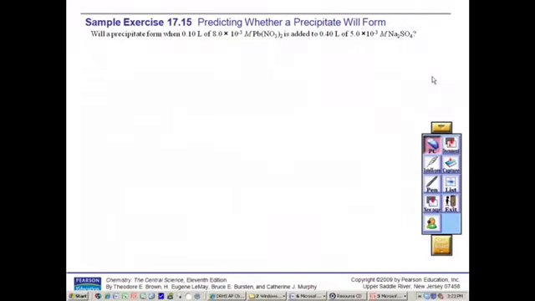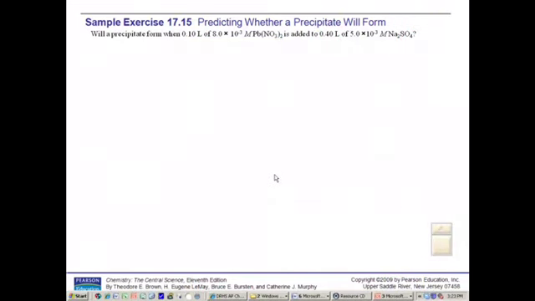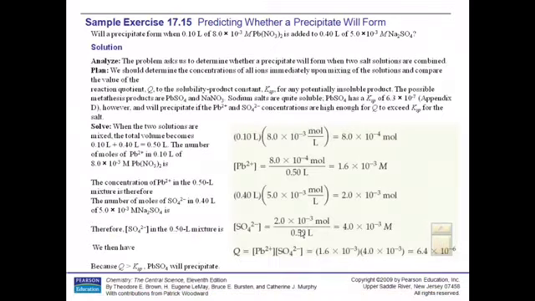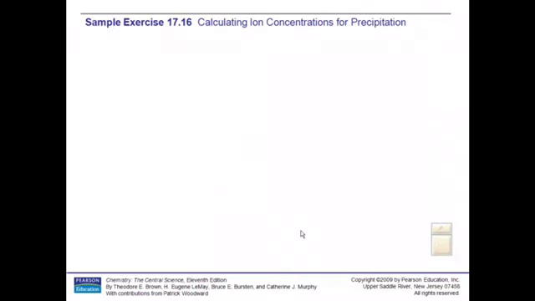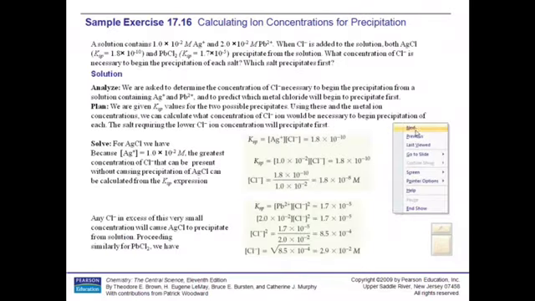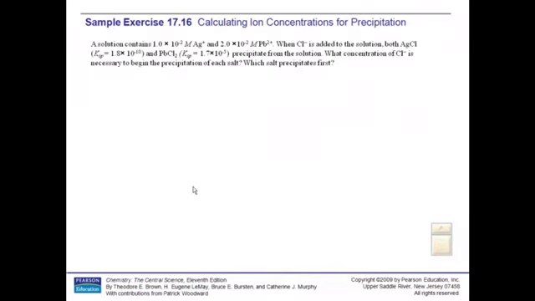Alright, we've got one more to go. One more sample problem. I want to do sample exercise 16, and that's at the bottom of page 751. Okay, here we go. Sample exercise 16 says a solution contains 1.0 times 10 to the negative 2 molar silver ion, and 2 times 10 to the negative 2 molar of the lead ion.